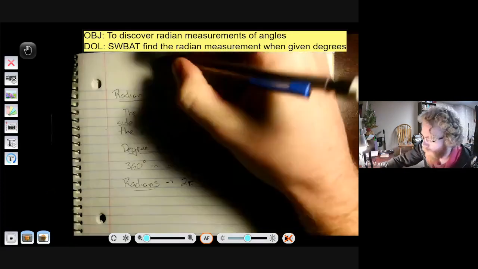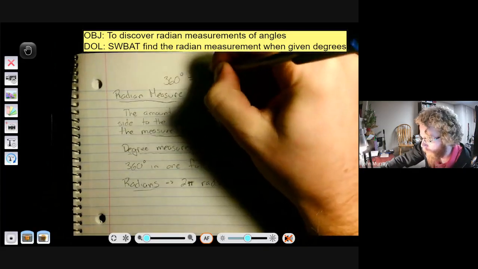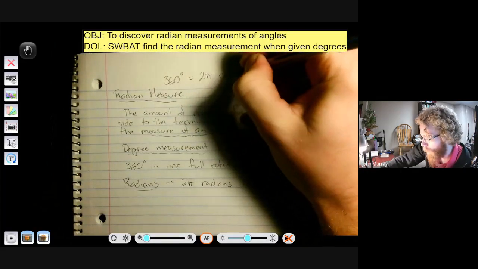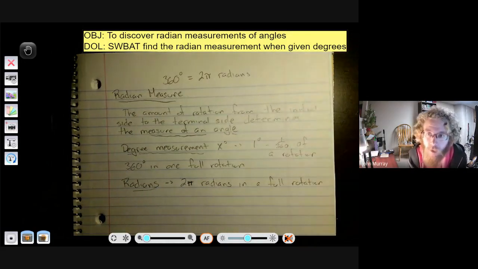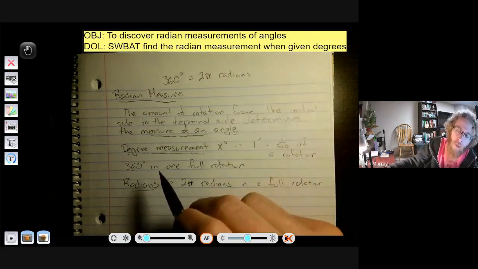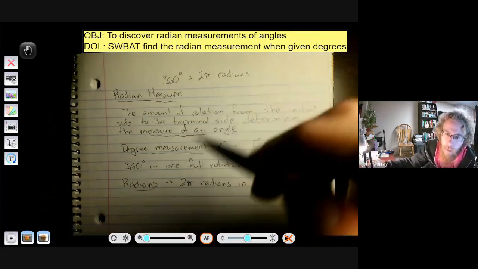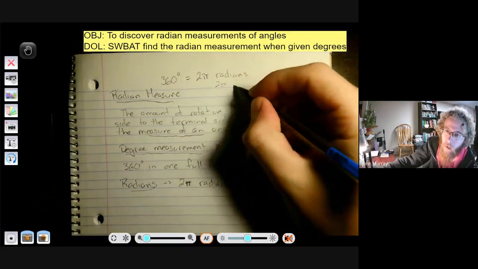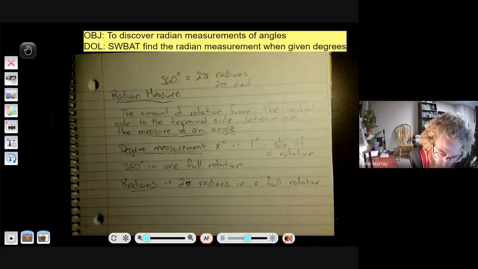Okay, so there we have a conversion. That will pop up later. Okay, 360 degrees is 2 pi radians. Now you have to write radians afterwards. All right, it has to be there. You could just put rad, R-A-D. All right, so if you said 2 pi rad, that would be fine as well. You don't have to write radians the whole time.